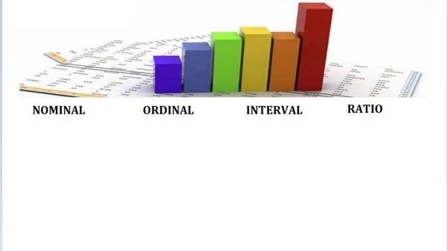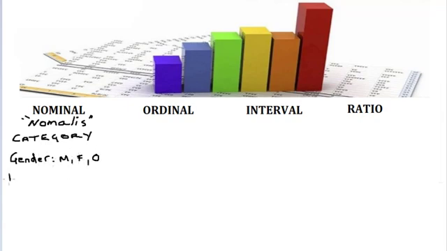In this video, I'm going to show you the difference between nominal, ordinal, interval and ratio data. The word nominal comes from the Latin nominalis, which means pertaining to names. It's another name for a category. For example, the category might be gender, containing the variables male, female, or other.